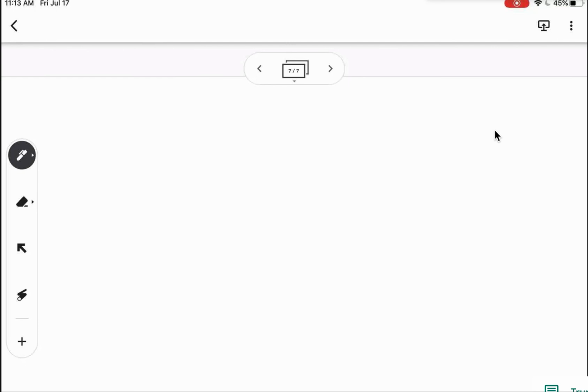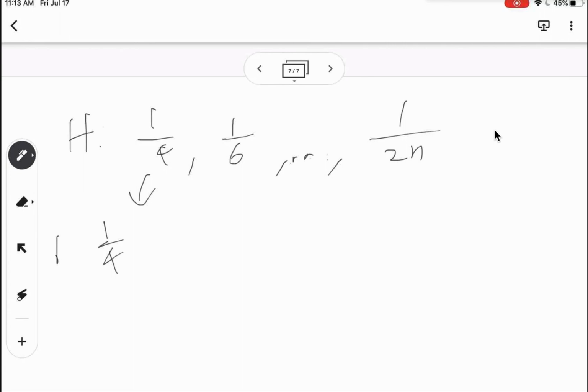Let's say you have coins with probability 1 over 4, 1 over 6, and 1 over 2n of landing heads. These are all coins, by the way. For example, this coin has a 1/4 chance of heads and a 3/4 chance of tails. And this one would have heads 1 over 6 and tails 5 over 6.